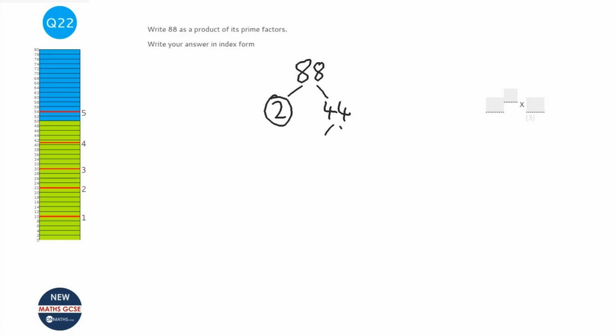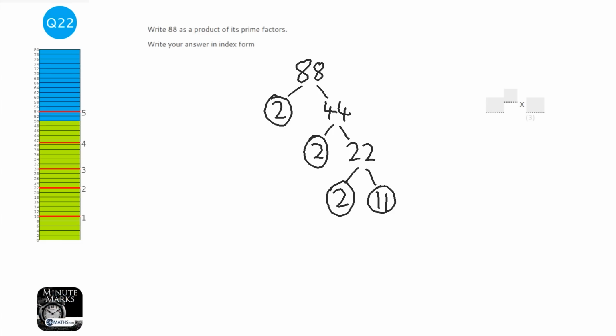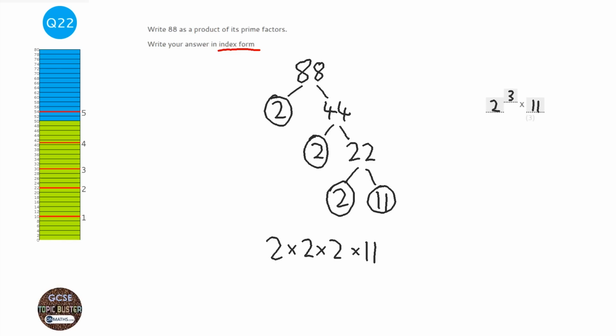So 44. We divide another 2 out of that, so 2 and 22, 2 and 11. Now 11 is also a prime number, and when you're left with just prime numbers, you write your answer out like this. If you're also asked to write it in index form, that means instead of 2 times 2 times 2, you write 2 to the power of 3 times 11. Now don't work that out because that will give you 88. So 2 cubed times 11 is 88.